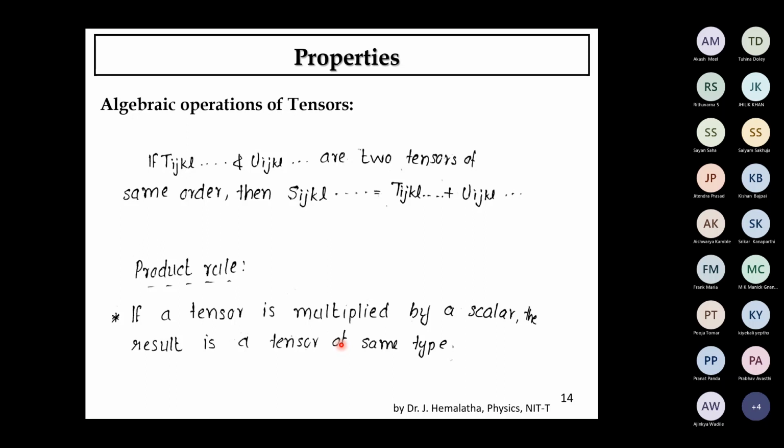Product rule. If a tensor is multiplied by a scalar, then the result is a tensor of the same type. It is just a number you are multiplying, so the magnitude alone changes, and the type of the tensor remains the same, its order will remain the same. This is called the product rule.